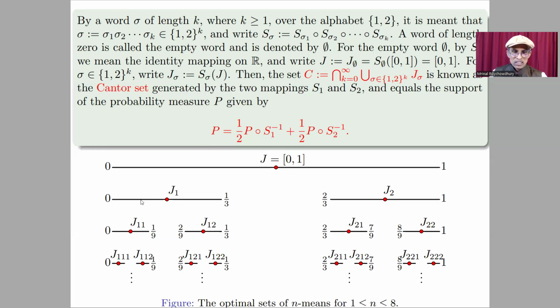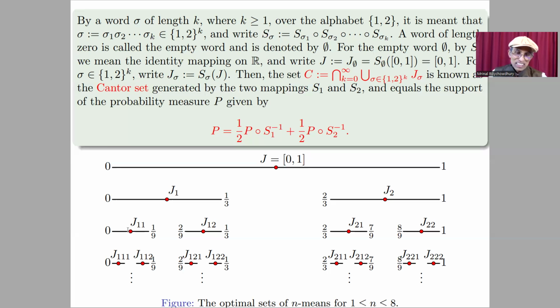Now, you see you get these two intervals in the first stage. In the second stage, you get four intervals: J11, J12, J21, and J22. Remember this, because many people get confused in the beginning. They think when you apply S1 on this interval, you get this interval; this interval you got from here when you apply S1, and this interval you got from here when you apply S2.